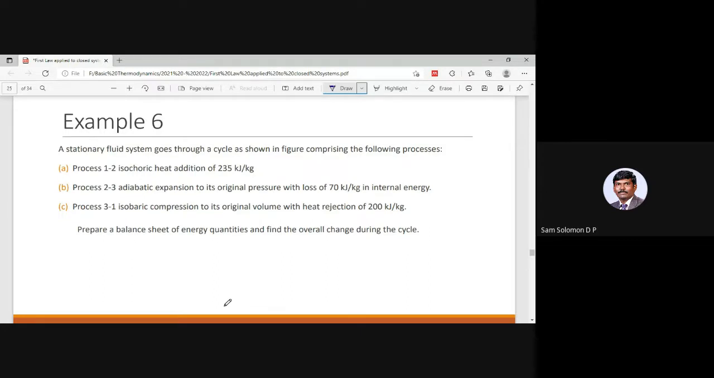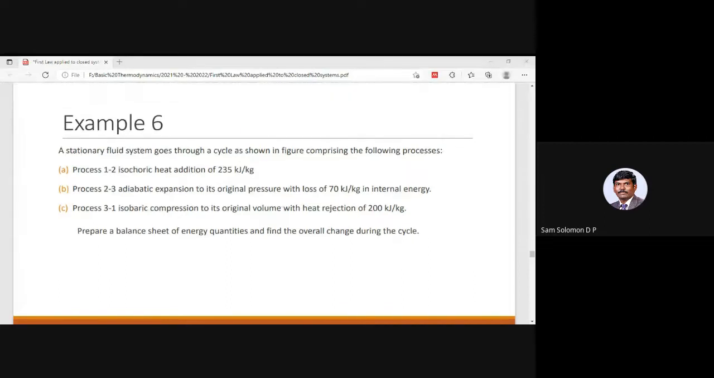Okay, so let's put this problem on hold. Before proceeding with this problem, I will just give you an introduction of how to draw the processes in the PV and TS diagram.